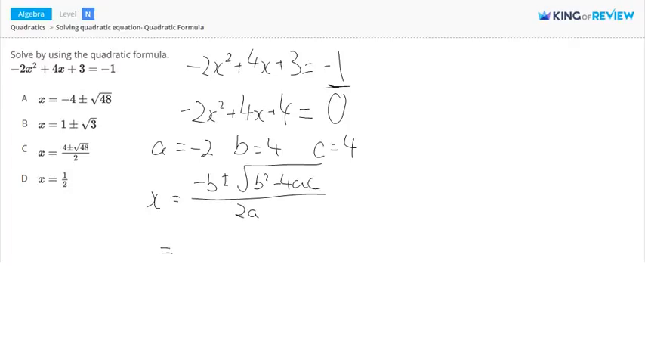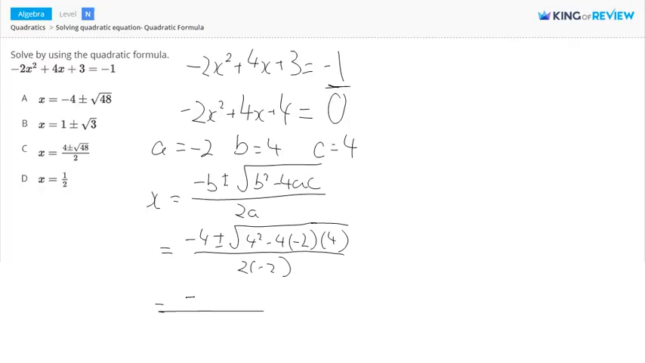So let's plug in our values. Negative 4 plus or minus square root of 4 squared minus 4 times negative 2 times 4, divided by 2 times negative 2. And that's going to equal negative 4 plus or minus square root of 16, negative 4 times negative 2, which is 8, times 4, so that's 32, over 2 times negative 2, which is negative 4.